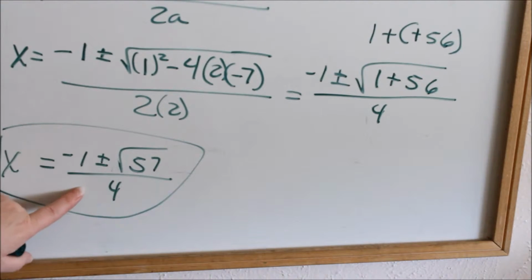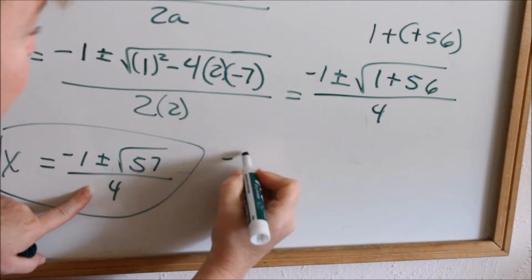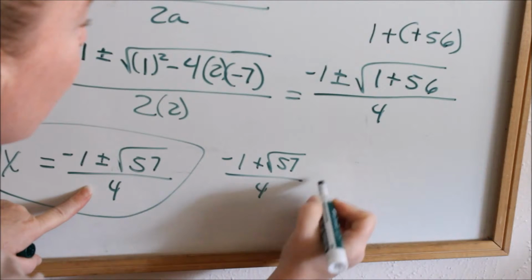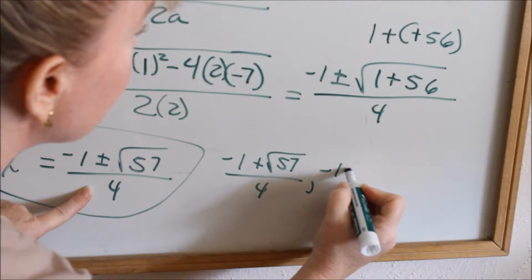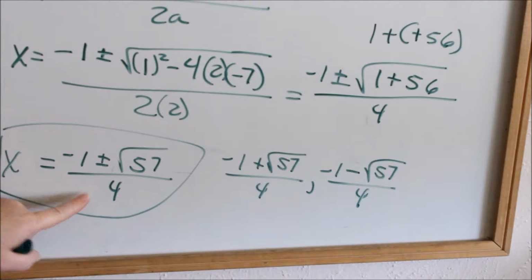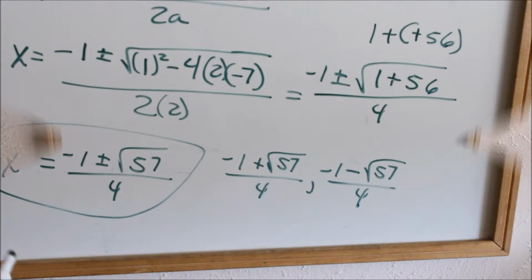This is 2 solutions. What this is saying, this is negative 1 plus square root of 57 all over 4, and negative 1 minus square root of 57 all over 4. Those are your 2 solutions for this problem.